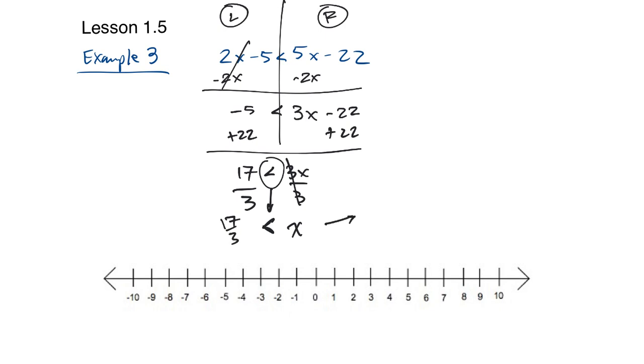This might help to write as a mixed number, so it's going to be 5 and 2/3 is less than x. So I'm right about here, and x goes that way. That means that this is the smallest value, so all my solutions are going to be up here. Okay, goes on forever. We're not going to plug it in. You're just going to have to trust me.